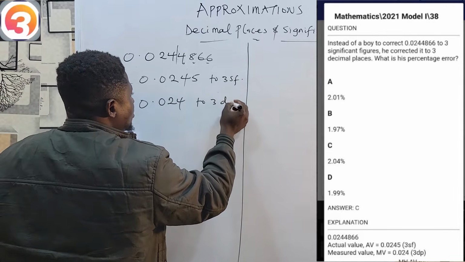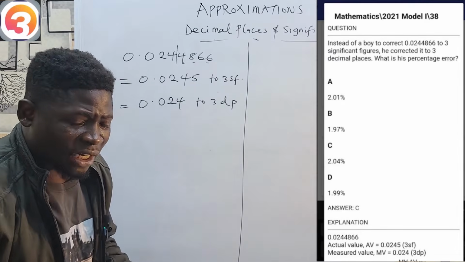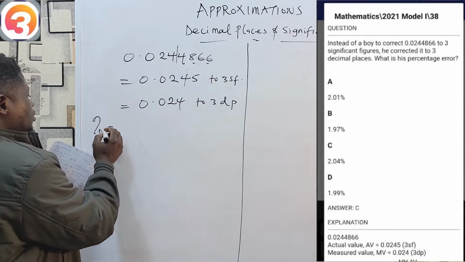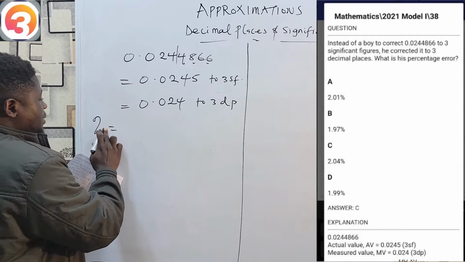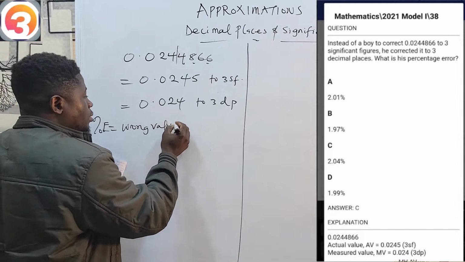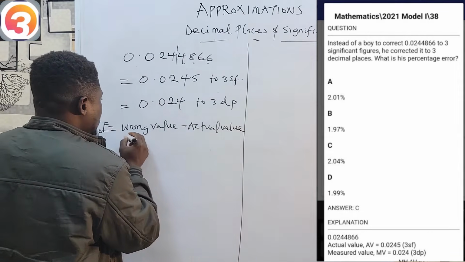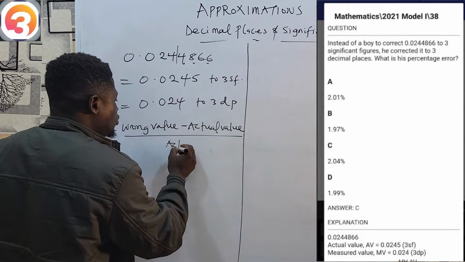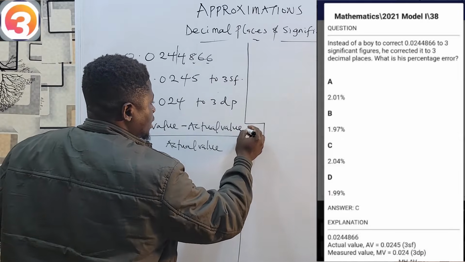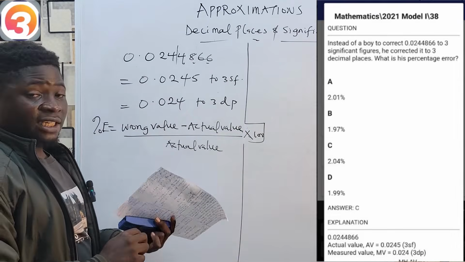Now, what is percentage error? Percentage error is equal to, let me say percentage E is equal to what? Wrong value minus actual value divided by actual value, times 100. So this is what percentage error is.